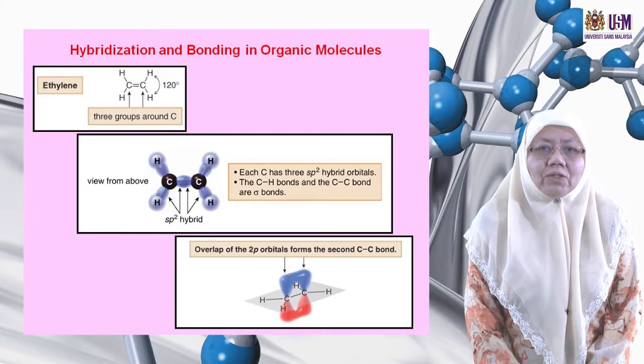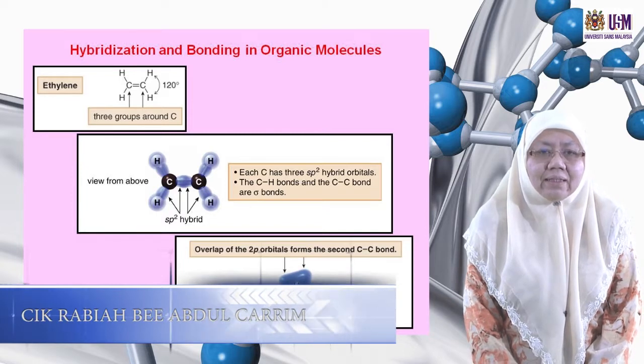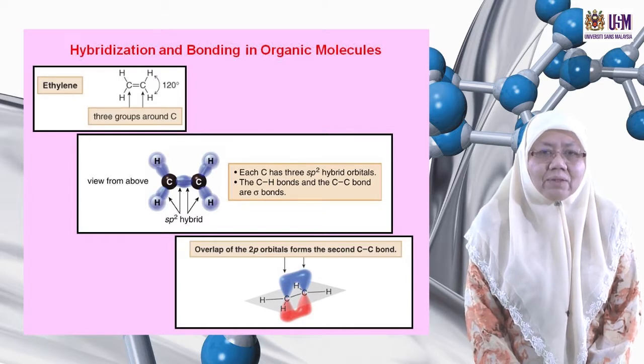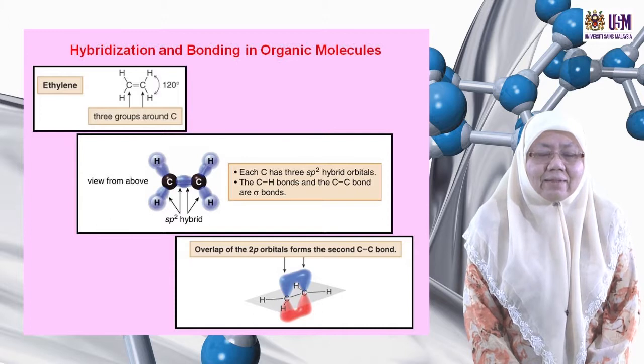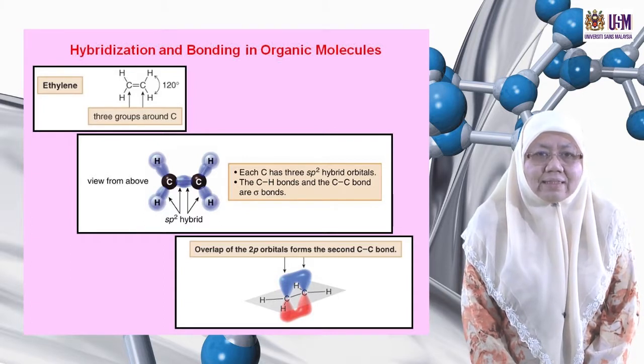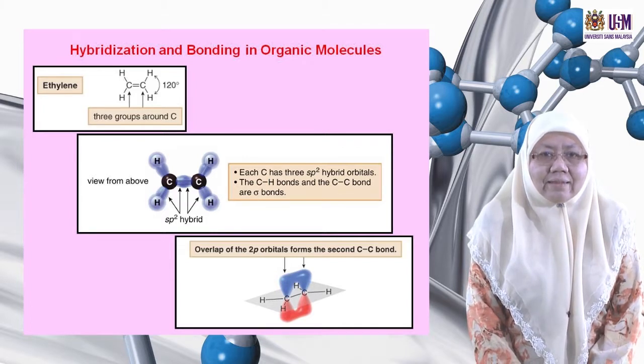Each ethylene molecule will have 3 sigma bonds around each carbon atom. So there will be actually 5 sigma bonds altogether. That is 1 sigma bond between the carbon-carbon atoms and sigma bonds between carbon-hydrogen atoms. And there will also be a pi bond, as we can see, an overlap between the two p orbitals that were not hybridized. And this overlap of the two p orbitals forms the second bond in between the carbon-carbon bond.